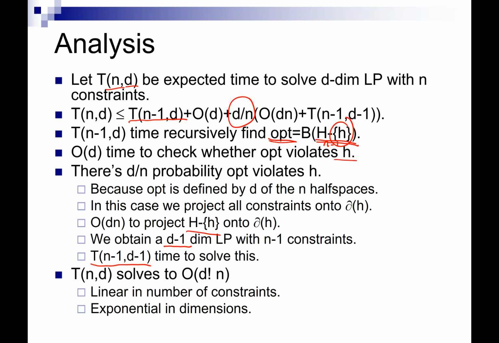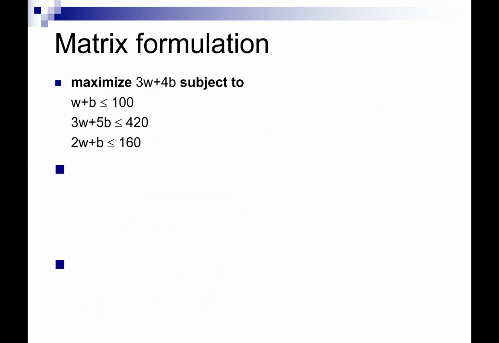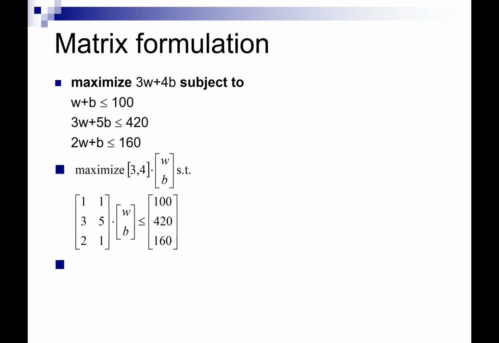If you solve this equation, you're going to find that this time complexity solves to basically d factorial times n. So this randomized algorithm can solve an LP, and the amount of time is going to be linear in the number of constraints, but it's exponential in the number of dimensions. So that's our randomized algorithm for solving these LPs.